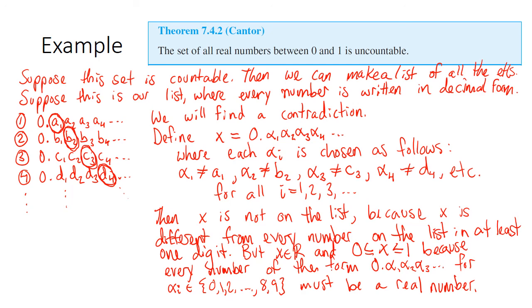So x does have to be a real number, but we've shown that x is not on the list. X can't be on the list because we defined it in such a way that it would be different from every single number on the list. So this is a contradiction. So I'll just squeeze that in the corner here. Contradiction. So it must not be possible to list the real numbers, or at least the real numbers between 0 and 1.